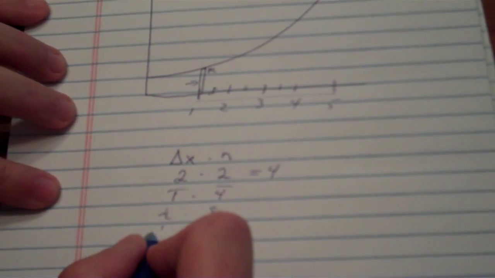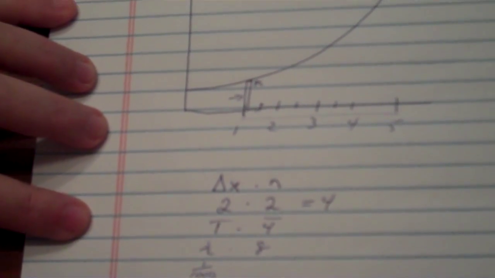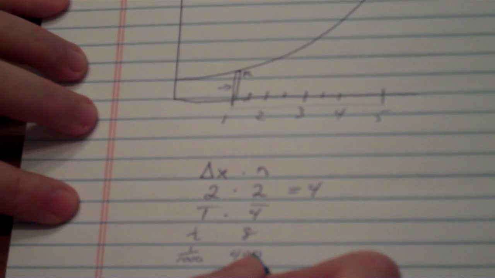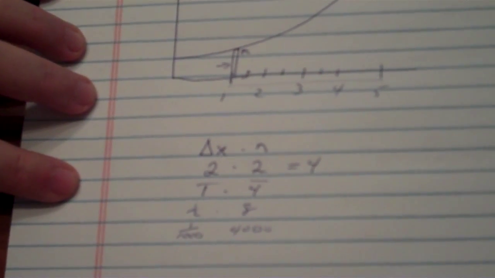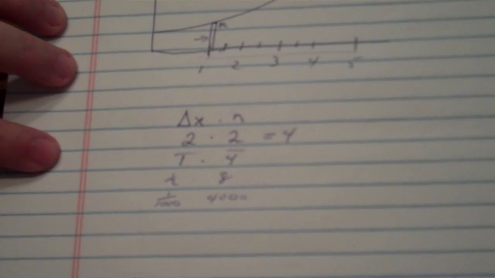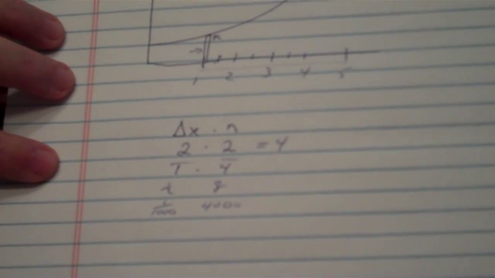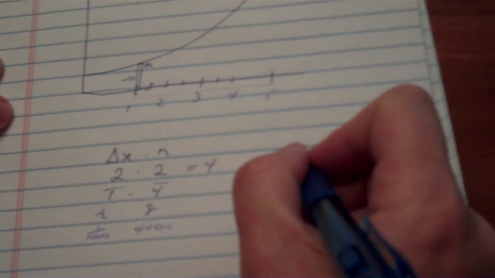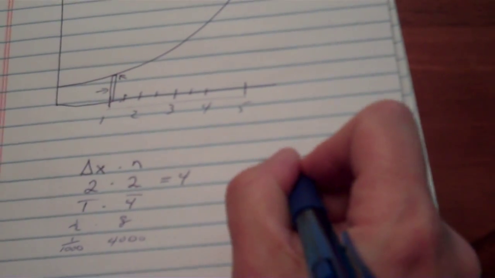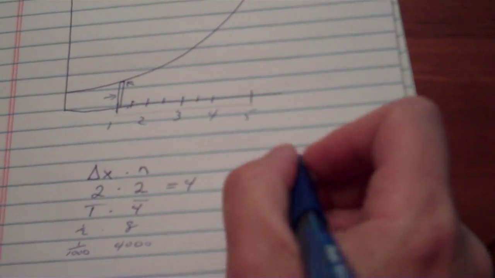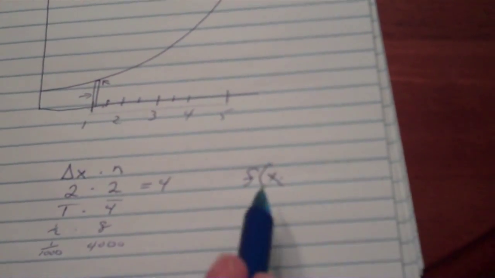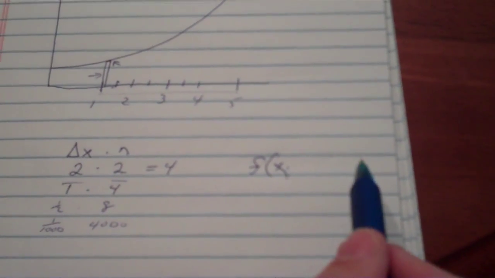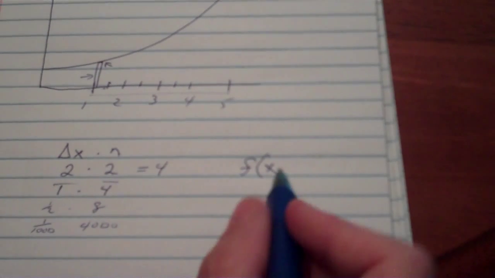Well, let's say we even just went down to 1/1000 for the width. It would take 4,000 rectangles, and I still wouldn't have quite the exact answer. So what we're going to do is use calculus. What you want to do is use your basic area formula, which was f of x. And I'm going to put a little sub i on there to indicate I'm going to start with the first value and go all the way up to the last value, which would be n.